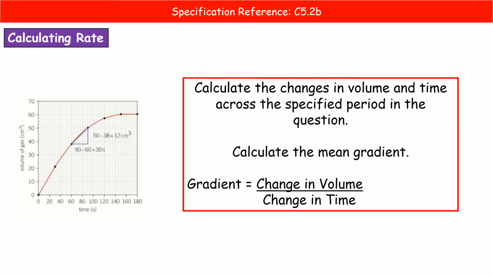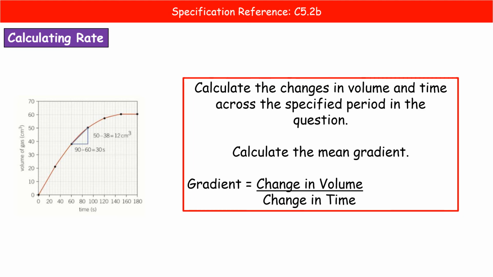We will do this if the question asks us to calculate the rate across a certain time period. So in this example, it's between 60 and 90 seconds. If we're asked to calculate the rate between 60 and 90 seconds, what we do is plot a little triangle on the graph. Find 60 seconds, find 90 seconds, and then draw your horizontal line between them. What we then do is draw the line up to the curve from your 90 seconds, and then we can read off the values for volume.